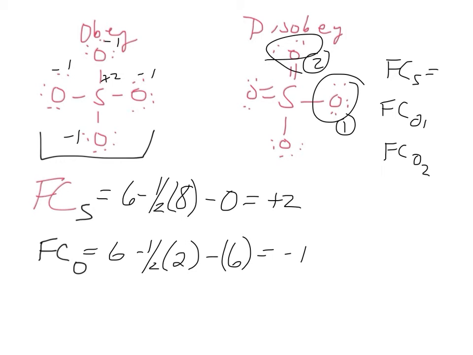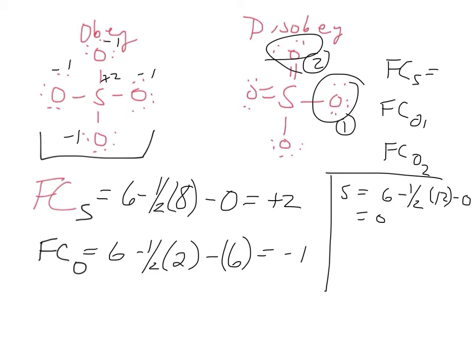Formal charge on sulfur. Let's deal with it down here. Sulfur usually has 6 minus 1/2 the number of bonding electrons, 12, minus the number of non-bonding electrons, which is 0. That means sulfur is a 0, right?